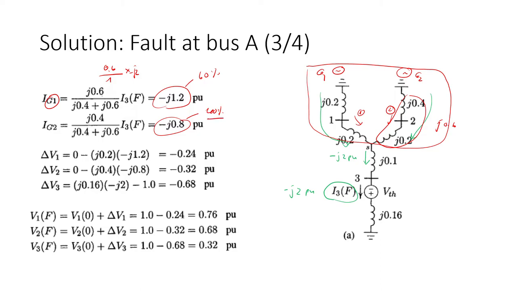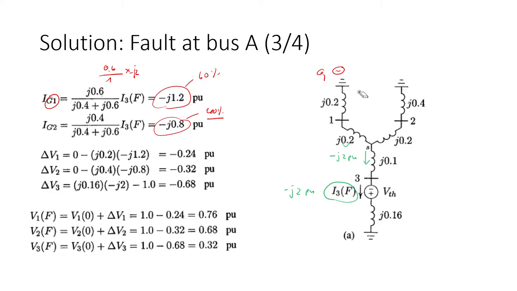It's 40%. So you have seen that the current flowing out of generator one is 1.2 per unit, and from generator two is 0.8 per unit. Now you can see how the contribution of these two generators would change, and how this fault current would change the voltage at all the buses.